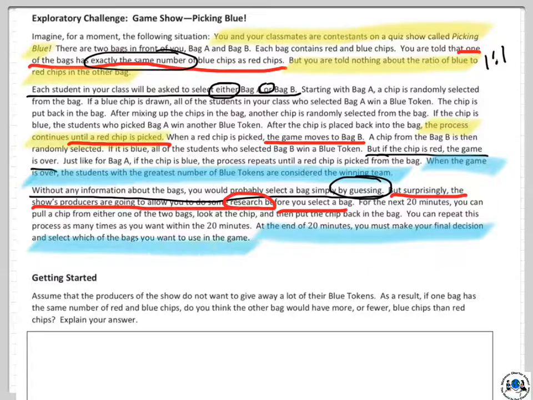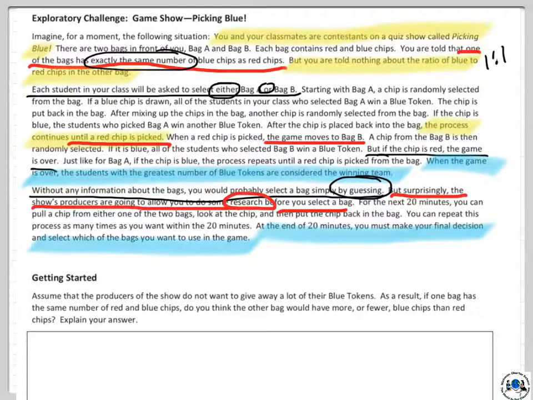All right. So for the next 20 minutes, you can pull a chip from either one of the two bags, look at the chip, and then put the chip back in the bag. You can repeat this process as many times as you want within the 20 minutes. Now again, that's if we were in class. At the end of 20 minutes, you must make your final decision and select which of the bags you want to use in the game.